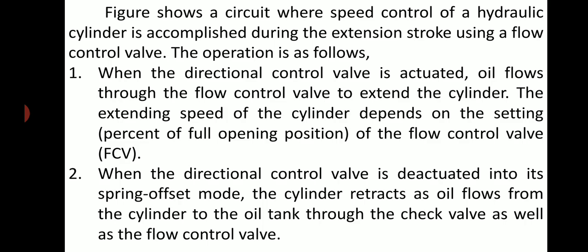When the direction control valve is actuated, oil flows through the flow control valve to extend the cylinder. The extending speed of the cylinder depends on the setting percent of full opening position of the flow control valve. When the direction control valve is deactivated into its spring offset mode, the cylinder retracts as oil flows from the cylinder to the oil tank through the check valve as well as the flow control valve.